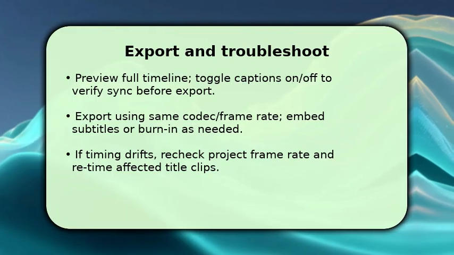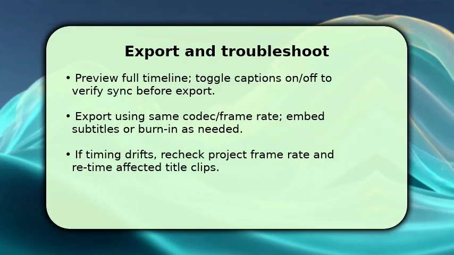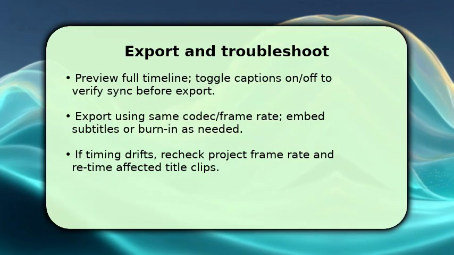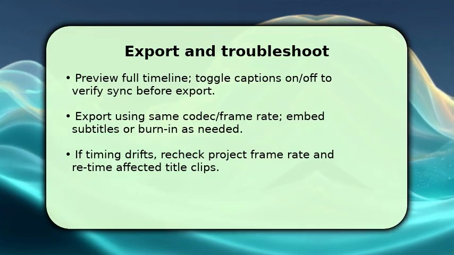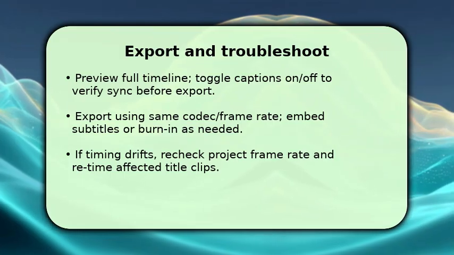Choose burned-in subtitles if the player won't support separate caption files, or export SRT for flexibility. If timing drifts after export, reopen the timeline and verify the project frame rate matches the original footage. Then retime the few title clips that move.